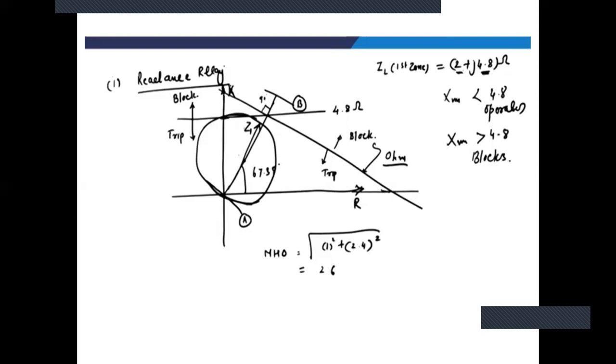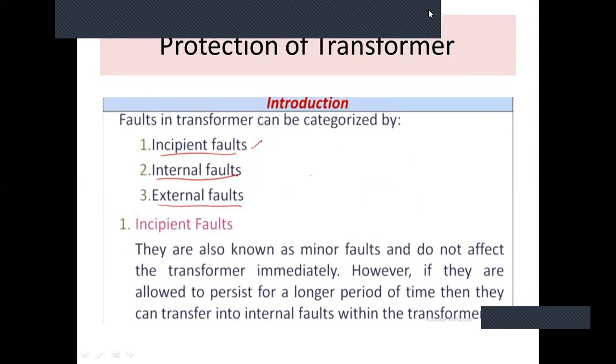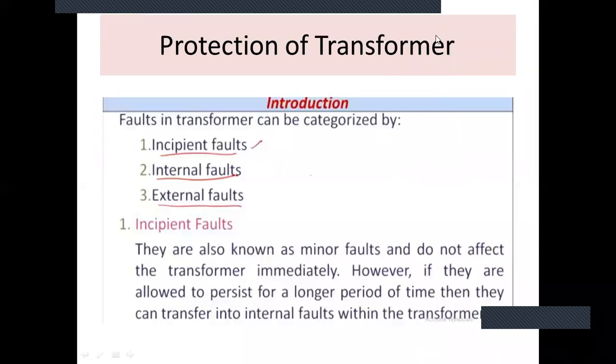In the next class, we will discuss transformer protection. In this class, we are going to discuss transformer protection. So let's start our discussion about transformer protection.